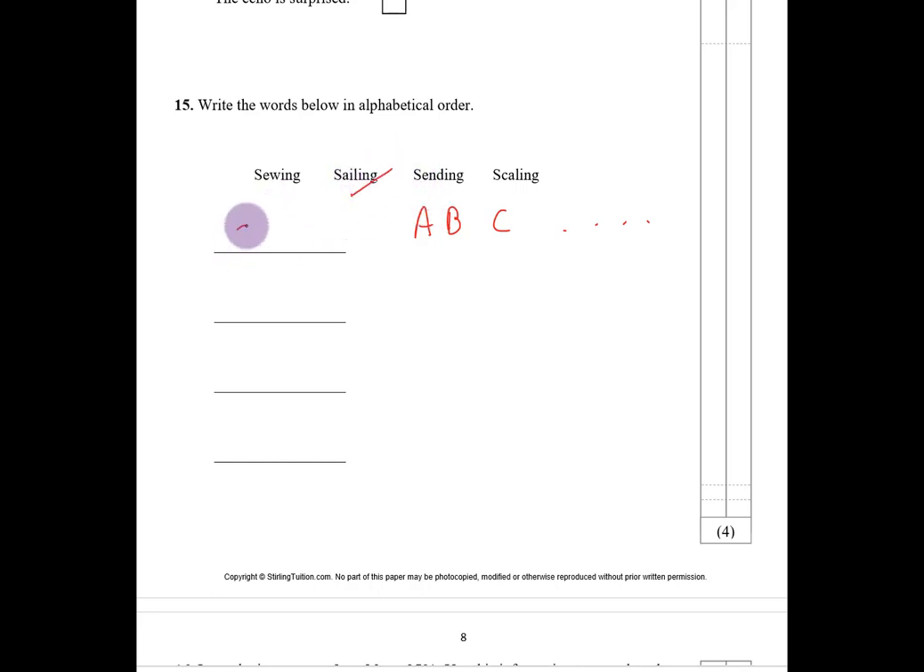So our first one would be sailing, because it's got the SA. Then our next one would be scaling, ABC, scaling. Then we would have sending, because it's SENDING, and then sewing, because it's SEWING. And again, don't lose out on the marks, because that would be an easy 2 marks picked up.